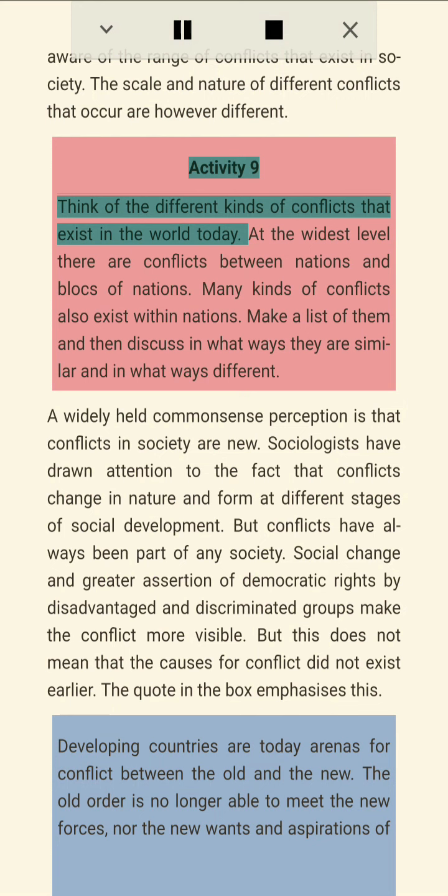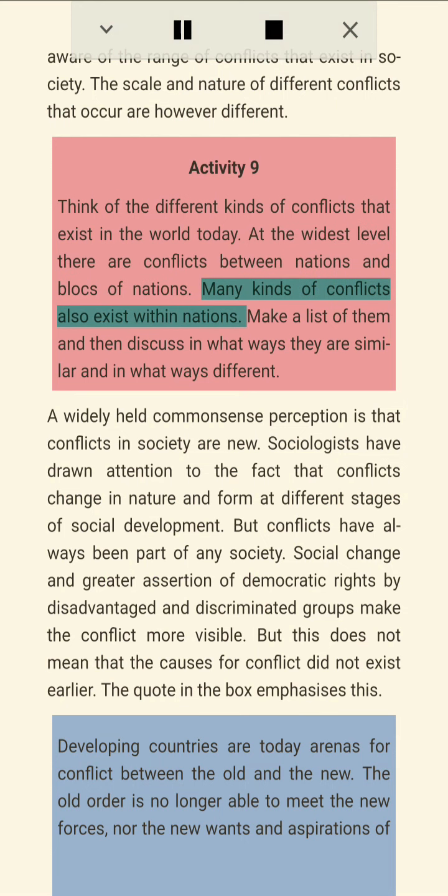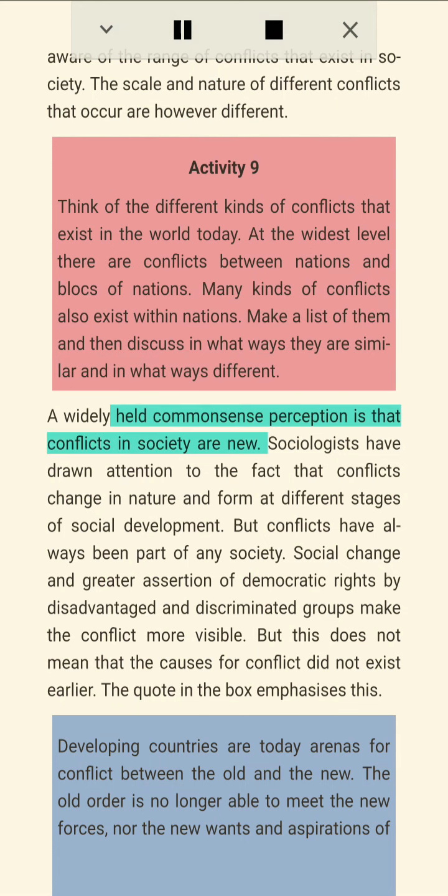Activity 9. Think of the different kinds of conflicts that exist in the world today. At the widest level, there are conflicts between nations and blocks of nations. Many kinds of conflicts also exist within nations. Make a list of them and then discuss in what ways they are similar and in what ways different.